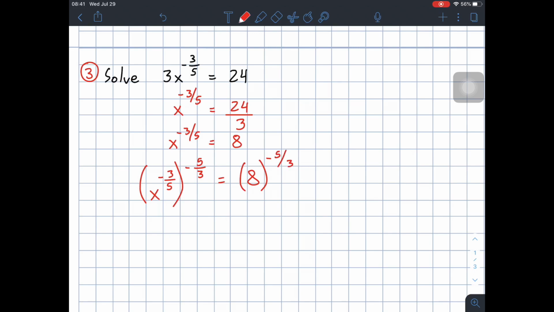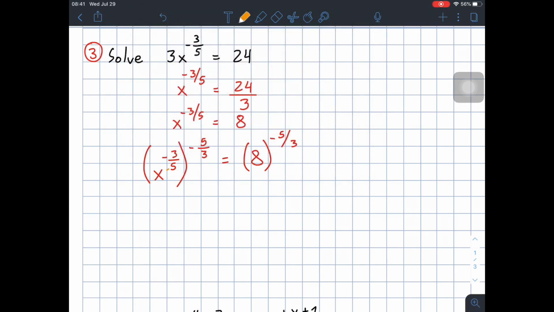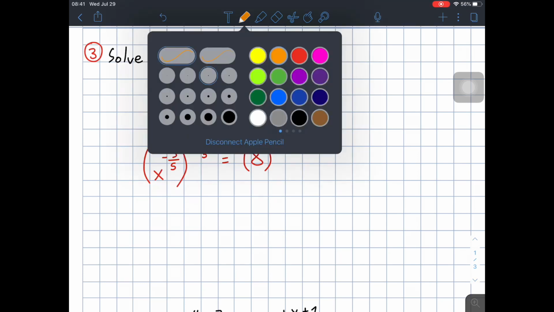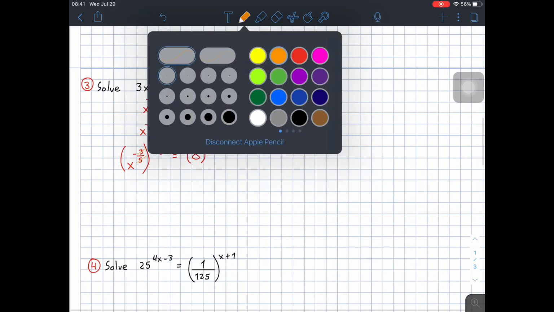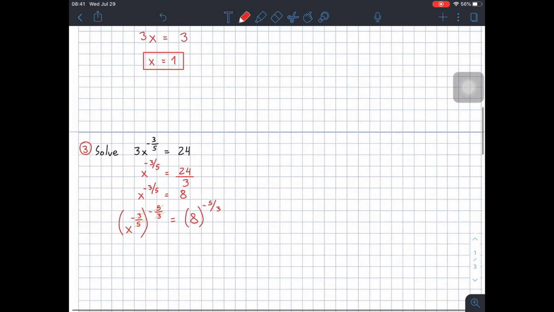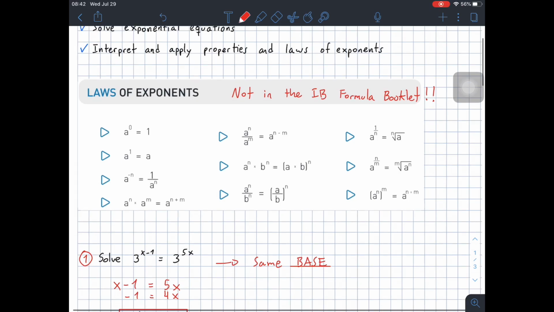Okay, so because I did that, you'll see that on this side, the 5 simplifies with 5, and 3 with 3, and the negative goes with the negative, right? I am applying, just for you to realize, I'm applying this law over here. Let me see. Where is it? It's the power of a power.